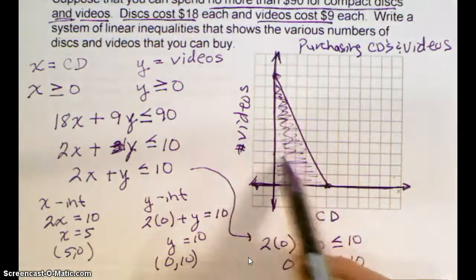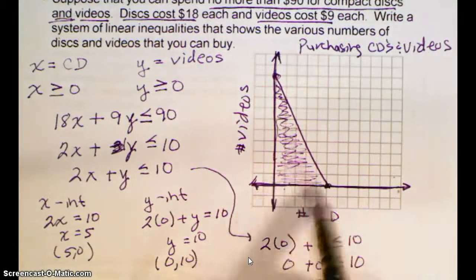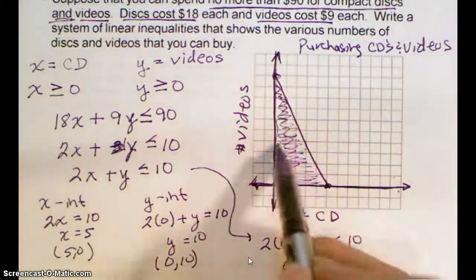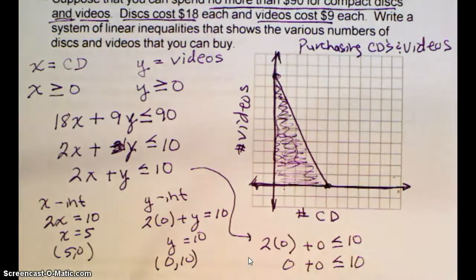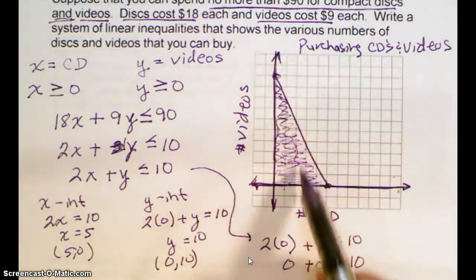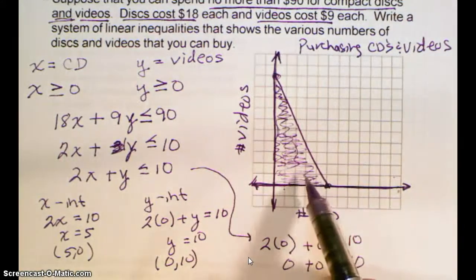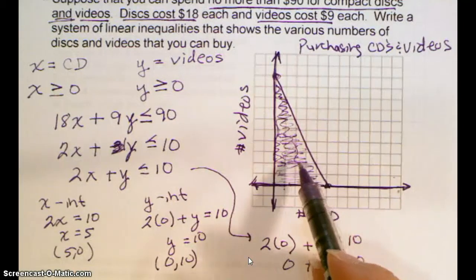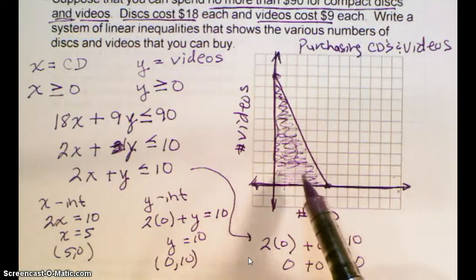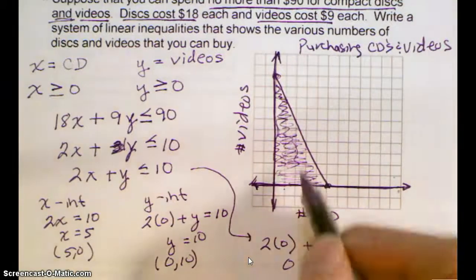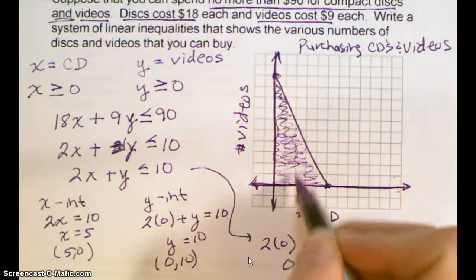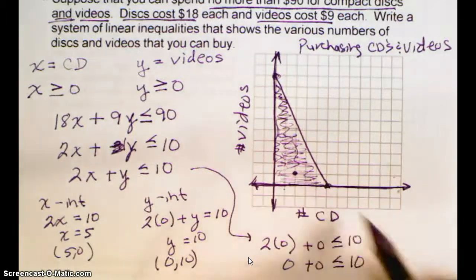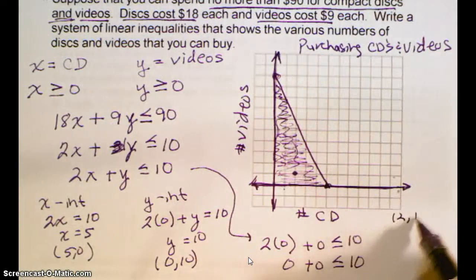Notice I'm not going to go beyond these two lines because those are also my conditions. So any ordered pair that's in this shaded region would be a solution set of how many discs or videos I could purchase and spend no more than $90. I'm going to choose one and test it. I'm going to choose this point right here. How about 2, 1? So I'm going to check 2, 1.